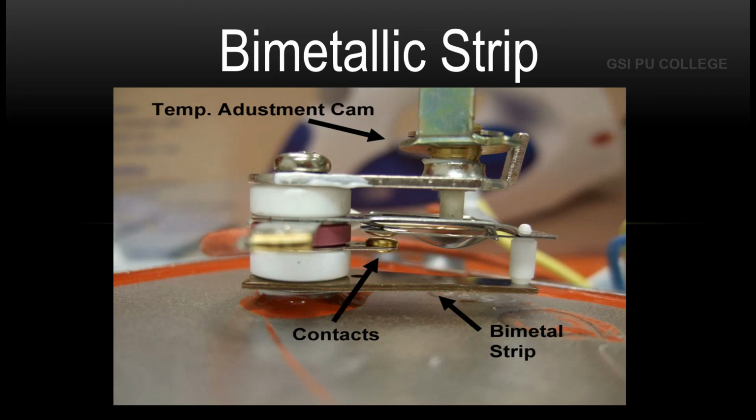In this picture, we have what is called a temperature adjustment cam. It helps in adjusting the temperature of the iron box for silk or wool or cotton, etc. So with the adjustment of this cam, the temperature of the iron box can be easily varied. Accordingly, the bimetallic strip is going to work. So this is all about part 2 of the session.